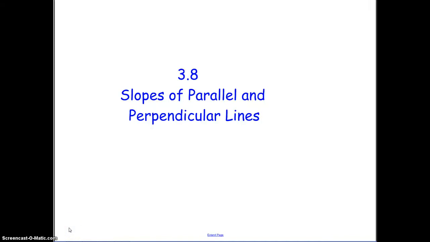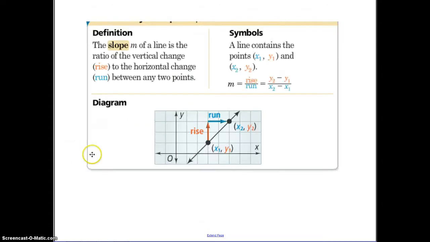Alright, what we're going to work with now is section 3.8, which is an algebra review basically, the slopes of parallel and perpendicular lines. So if you were fantastic at algebra, here's your trip down memory lane for you.